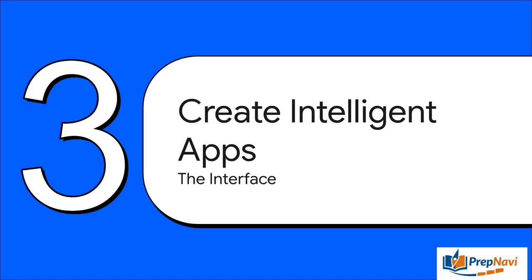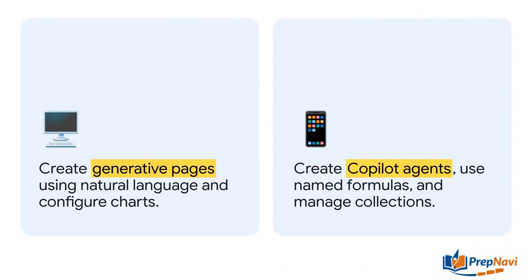Section 3. Creating Intelligent Applications, the Interface. This is another 25 to 30%. This domain focuses heavily on how we actually build the apps that end users are interacting with every single day. Now, what's really interesting about this is how the exam contrasts AI capabilities across the two main app types.